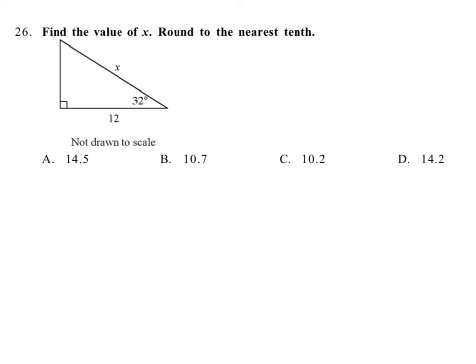Find the value of x. We're dealing with a 32 degree angle, and from this 32 degree angle, which two sides are we talking about? We're talking about the adjacent, right next to, side and the hypotenuse. So adjacent and the hypotenuse. Cosine. Cosine of 32 equals the adjacent side, 12, over the hypotenuse, x.